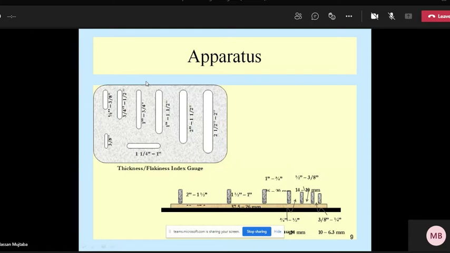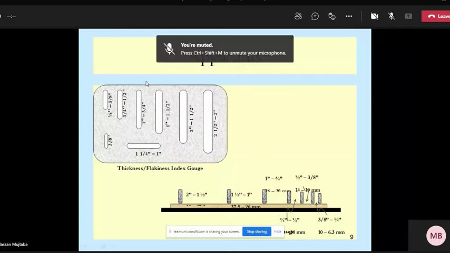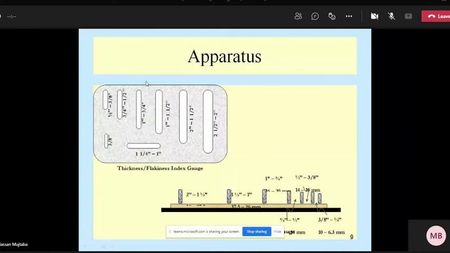So the flaky particles are regarded as a source of weakness. Just imagine in daily life also, if anything is too thin, it is easy to break. Same is the case with aggregates. Normally flaky particles are the source of weakness. Then comes the elongation index. So again, look, you have a gauge like this.